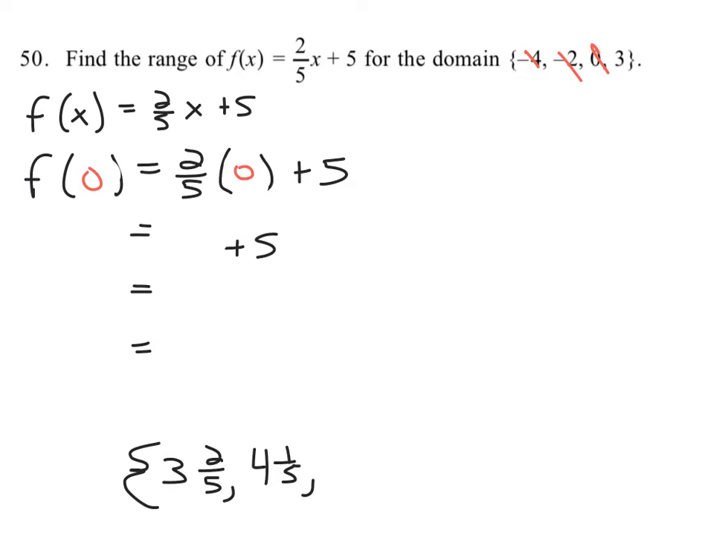0. 2/5 of 0 is 0. 0 plus 5, 5. We've just got an answer of 5. That's one of the numbers we get out. That was an easy one. Okay, and one more, we're going to do 3.